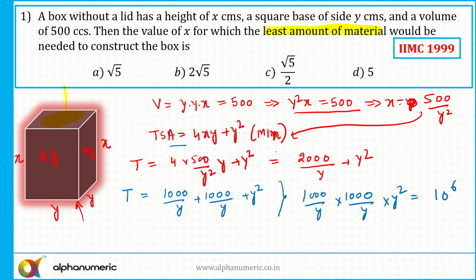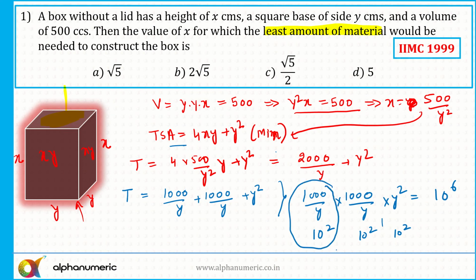And we know that if the product of the numbers is constant, then their sum is minimum when all the numbers are equal. The product of these three numbers is 10 raised to the power 6. So it means that each of the terms is equal to 10 square. So this is equal to 10 square, this is equal to 10 square, and this is equal to 10 square. So 1000 by y is equal to 10 square.